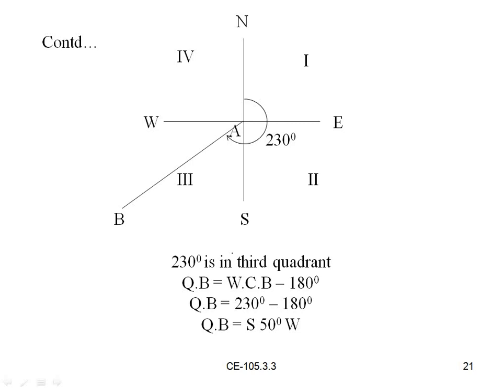230 degrees is in the third quadrant. That is, quadrantal bearing is equal to whole circle bearing minus 180 degrees, which is 230 degrees minus 180 degrees. The quadrantal bearing is South 50 degrees West.